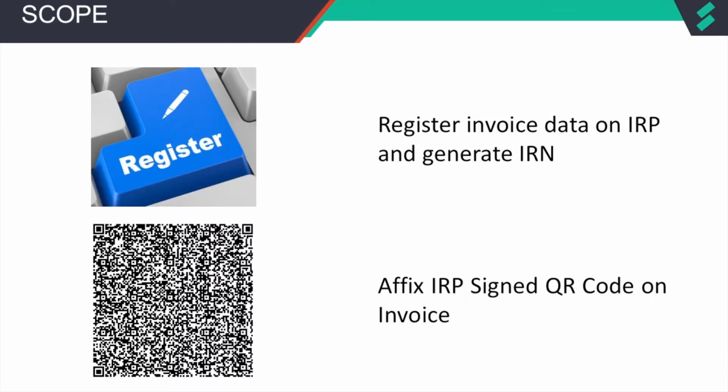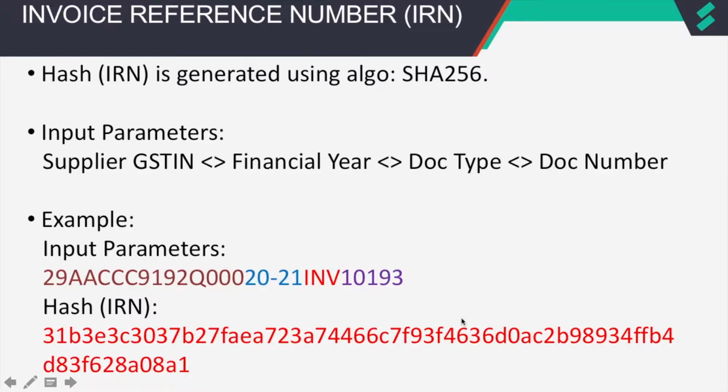To be compliant under e-invoicing provisions, a taxpayer is required to ensure two things. First, register invoice related data on IRP and generate IRN. And second, affix IRP signed QR code on invoice.